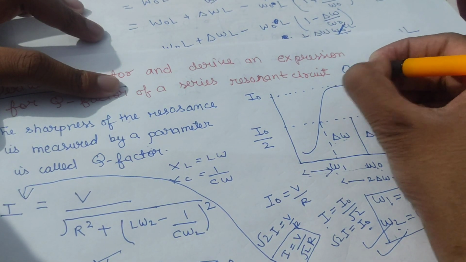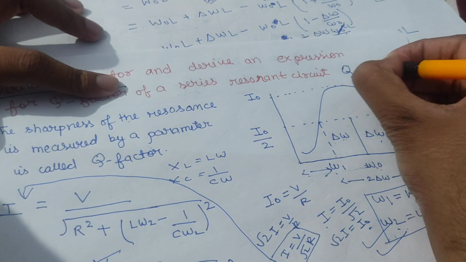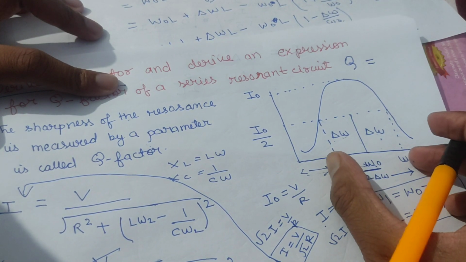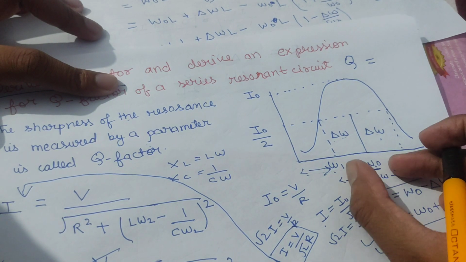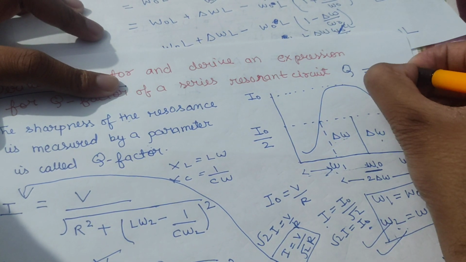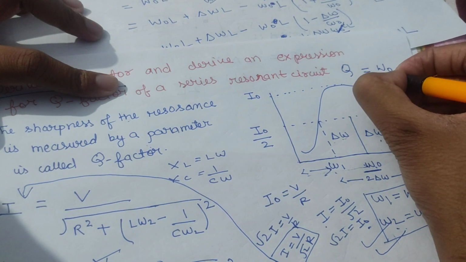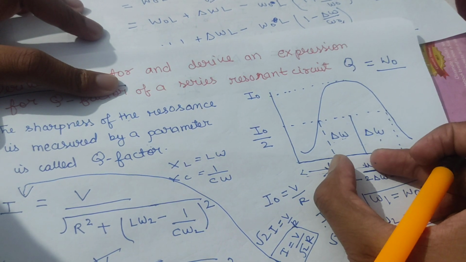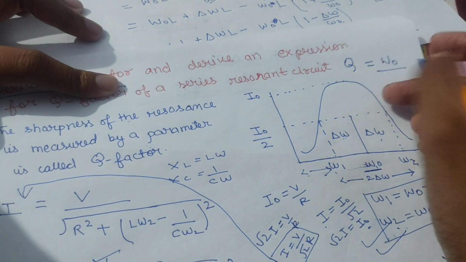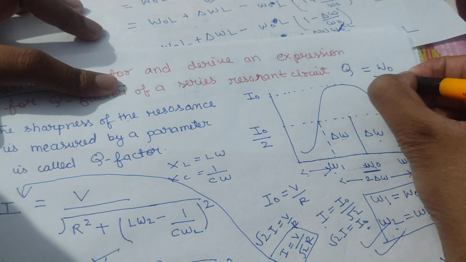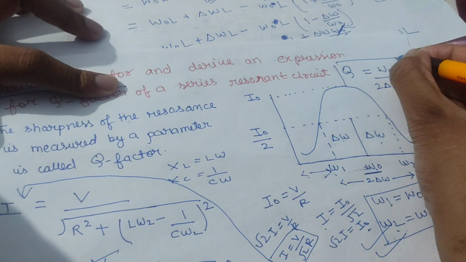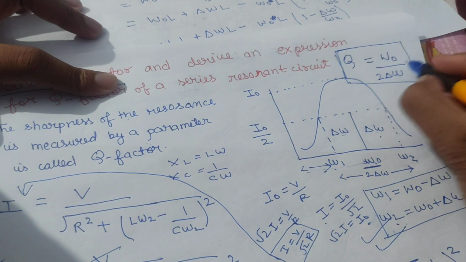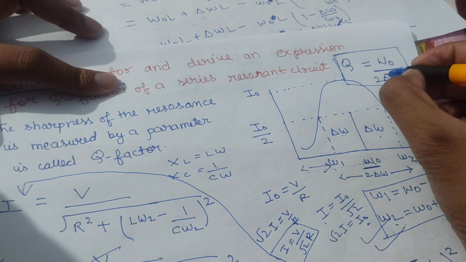So Q is equal to, what we'll do now, take the middle between omega 1 and omega 2, omega naught, in the numerator, which will be divided by this whole distance. Okay, this distance is divided by this distance, so it will be 2 del omega. It is the actual Q factor. Okay, from the definition, and from the initial we get this Q factor.